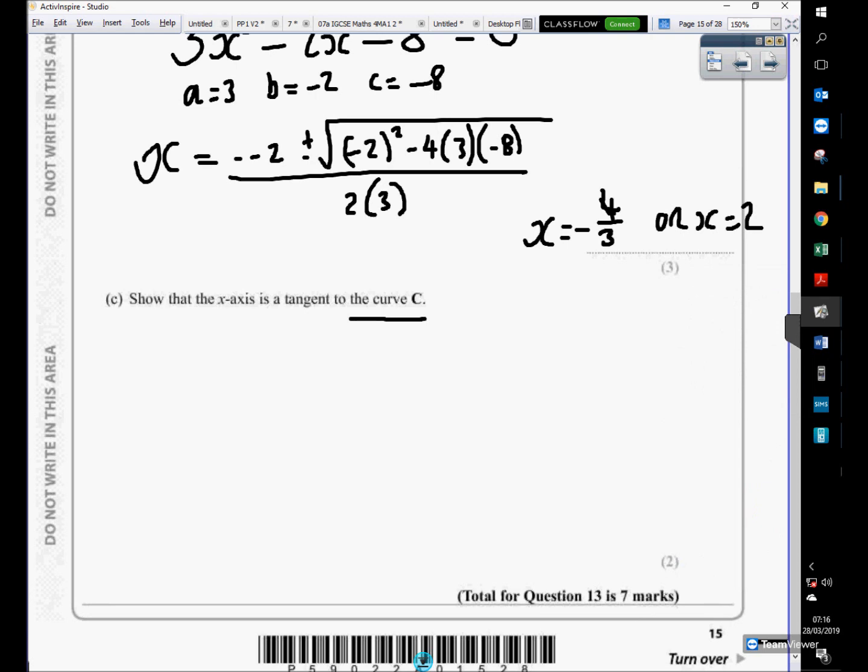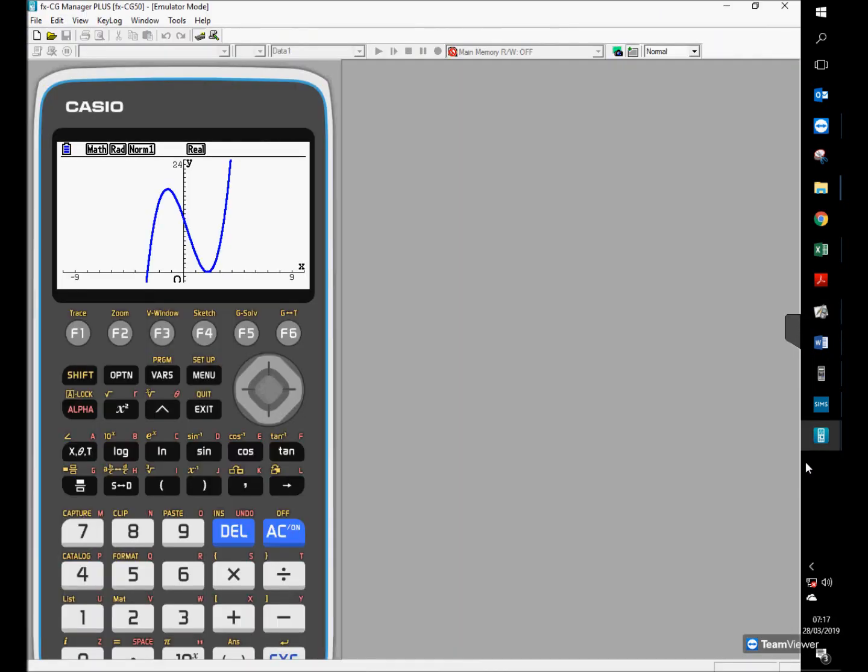Now, if we plot this graph on the graphics calculator, we can see that it looks like this. Now, apparently, the x-axis is a tangent to the curve C. There's the x-axis. It's a tangent to the curve. A tangent is a straight line that touches the curve at one particular point. There's one point of contact there where it touches. So out of our 2 turning points that we worked out, we can see that actually the x-axis is a tangent at the point when x is equal to 2. This is the turning point that we need to show.